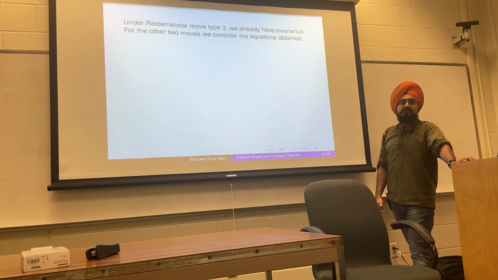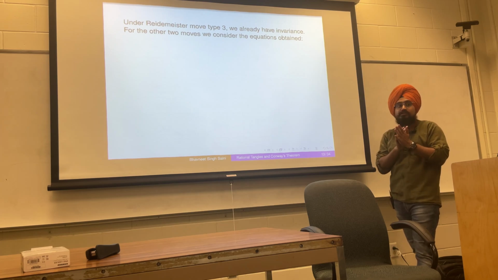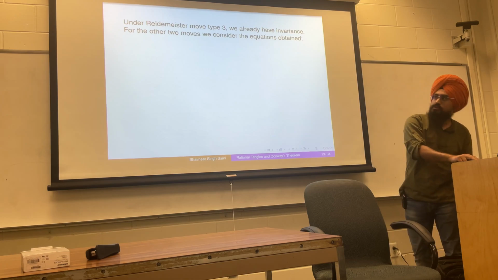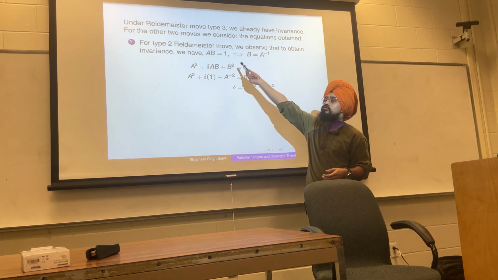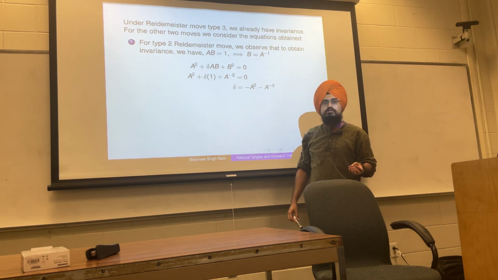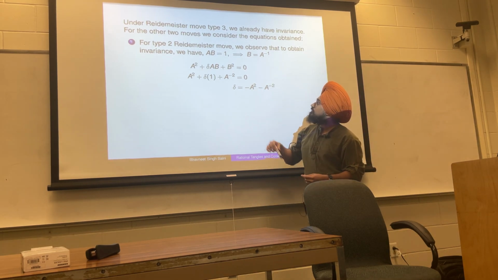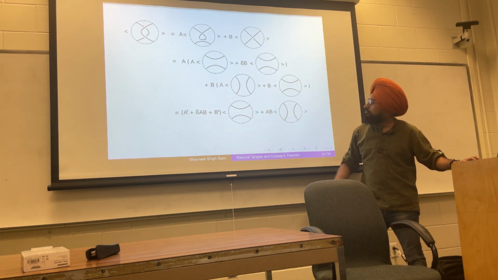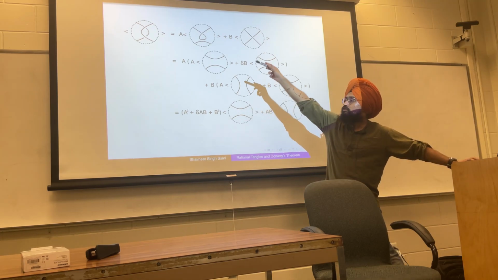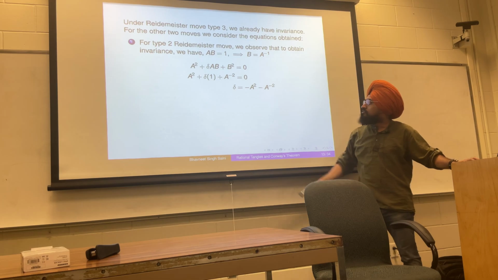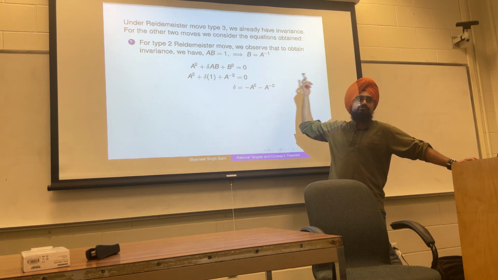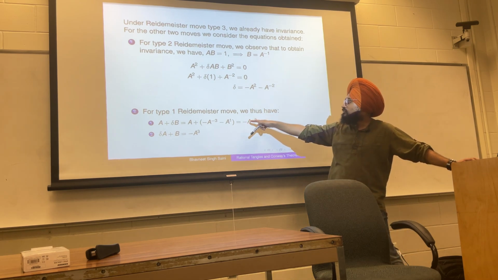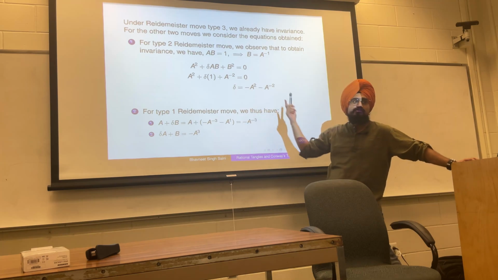So the only thing that we need to impose is invariance under the second Reidemeister move and the first Reidemeister move. For that we have the equation that AB is equal to 1, so we can simply have B is equal to A inverse, and your A square plus delta AB plus B square, which came from here, we don't need this one. This is not equivalent to that one. So this needs to be 0. From there we get delta is equal to negative A squared minus A to the negative 2. And using these values, for the type 1 Reidemeister move, we have negative A to the negative 3 or negative A to the power 3.